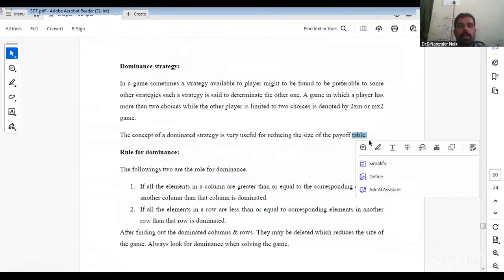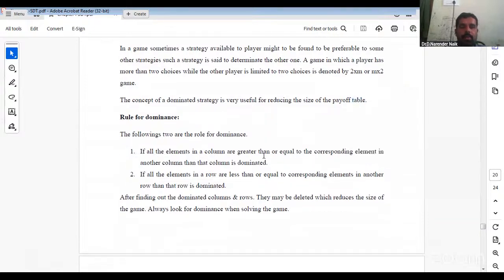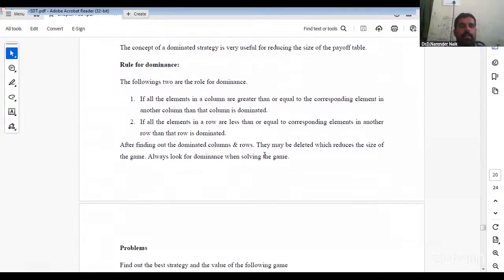So the rules are here. Check the rules properly. The concept of dominating strategy is very useful for reducing the size of the payoff matrix. Rules for dominance: the following two are the rules for dominance, number one and number two.